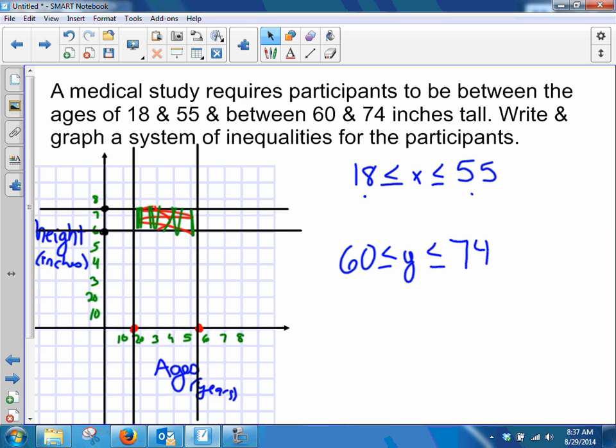All right, does that make sense? Awesome. All right, are there any other questions for graphing and solving inequalities for the systems? All right, here's your homework.